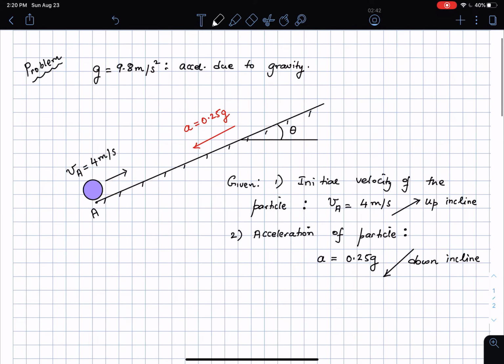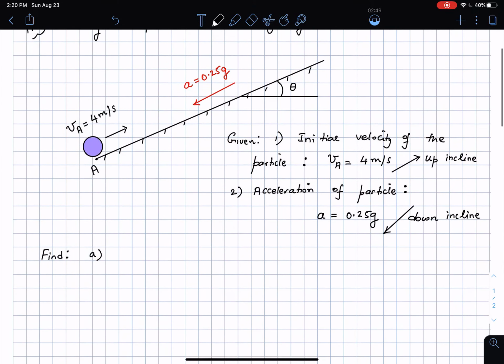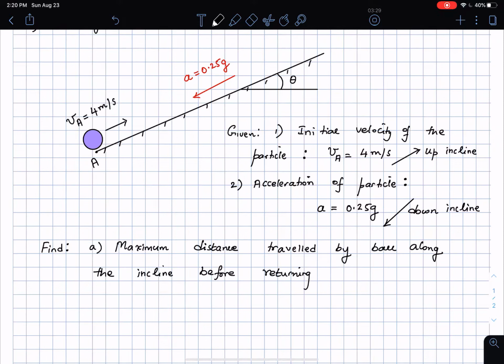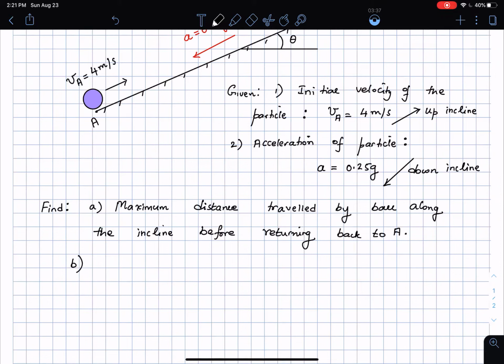What are the things that we need to find? To find the maximum distance traveled by the ball along the incline before it starts returning back to A.